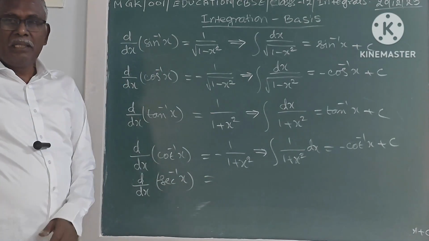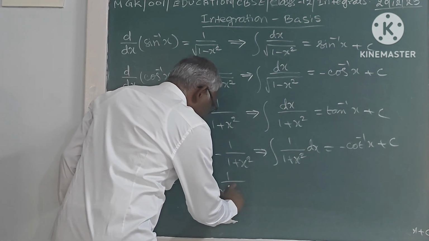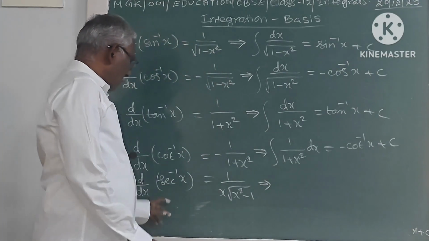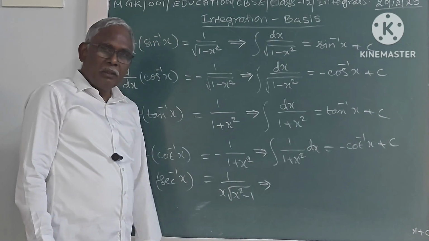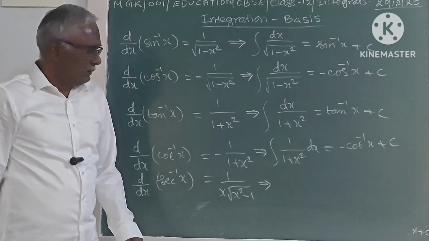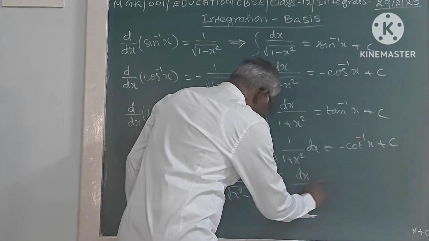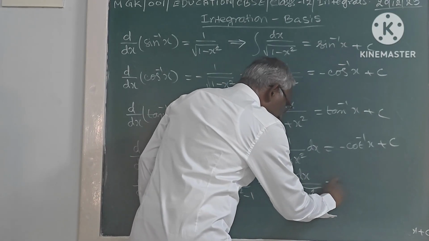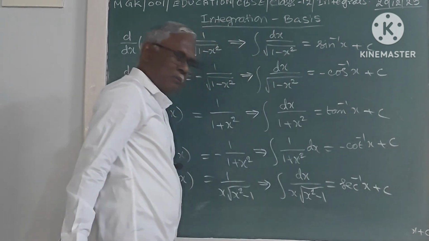So, what is the differentiation of secant inverse x? It's nothing but 1 by x into square root of x square minus 1. Differentiation of secant inverse x is 1 by x into square root of x square minus 1. That means if we integrate this value, we will get secant inverse x. Integral dx by x into square root of x square minus 1 is equal to secant inverse x plus constant.